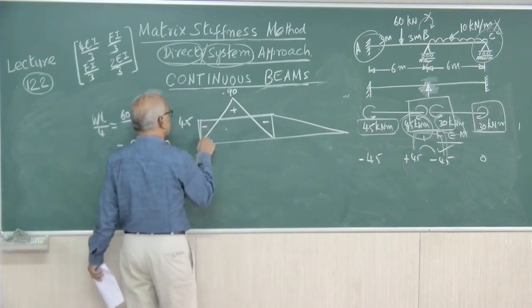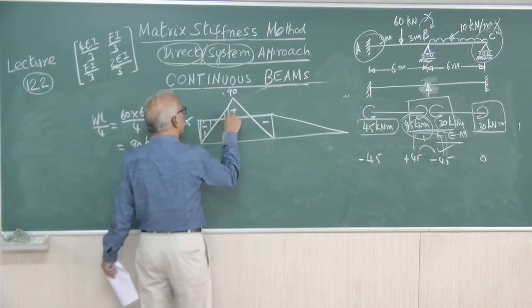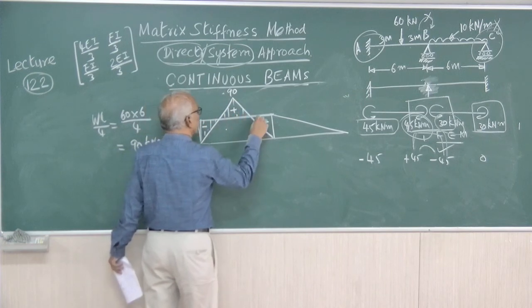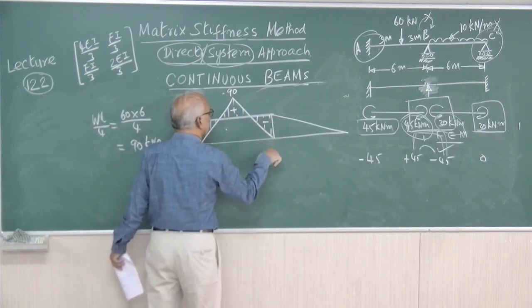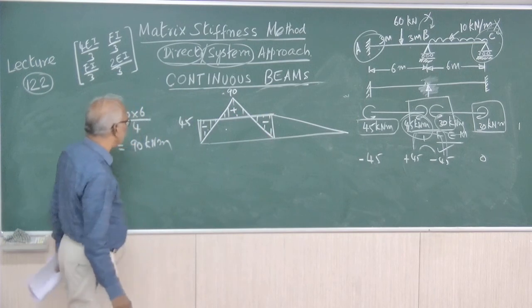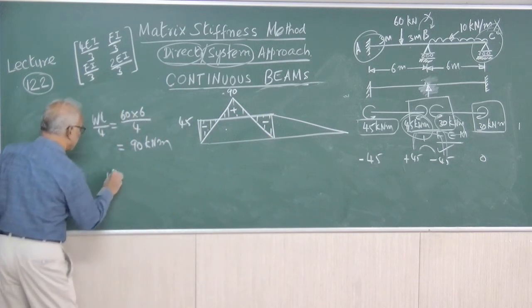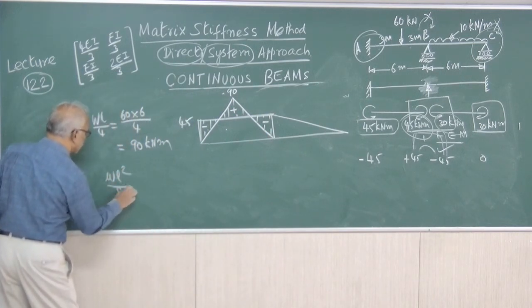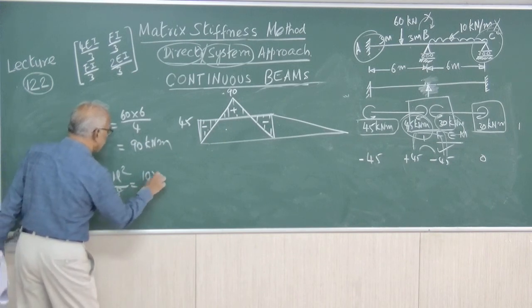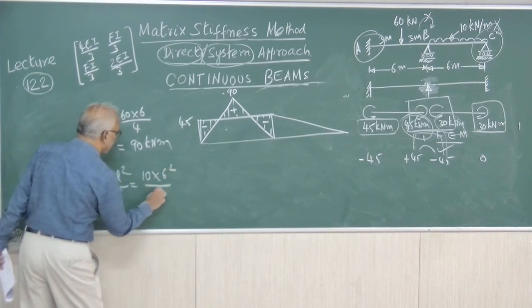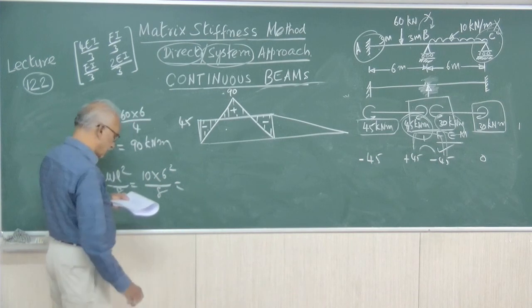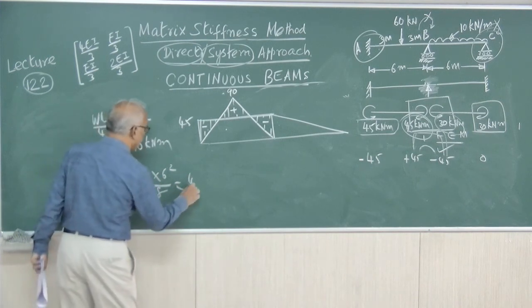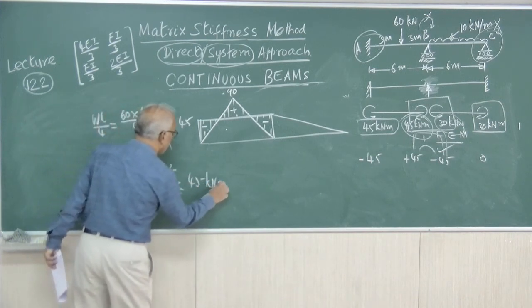Of course, we have to hatch. We have drawn a number of bending moment diagrams, so I think this will not be needed for completion. And for the span BC, the simply supported moment is WL square by 8, that is 10 into 6 square by 8. That value happens to be 45 kilonewton meter.